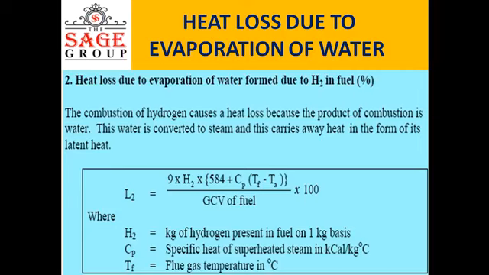Second is heat loss due to evaporation of water. When the water gets heat, it will be evaporated. So how does this loss occur? It is the loss due to evaporation of water formed due to H2 in the fuel. Because, as we know, we supply the fuel in the furnace or in the combustion chamber, and if the fuel contains H2, definitely it will react with the oxygen and form water, and the water will evaporate. So this water will also take some amount of heat.